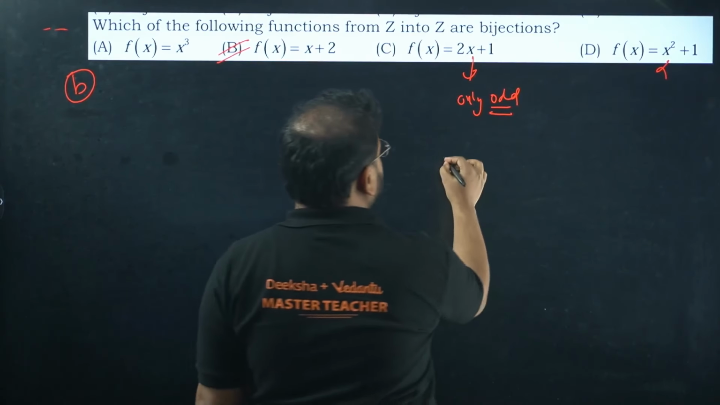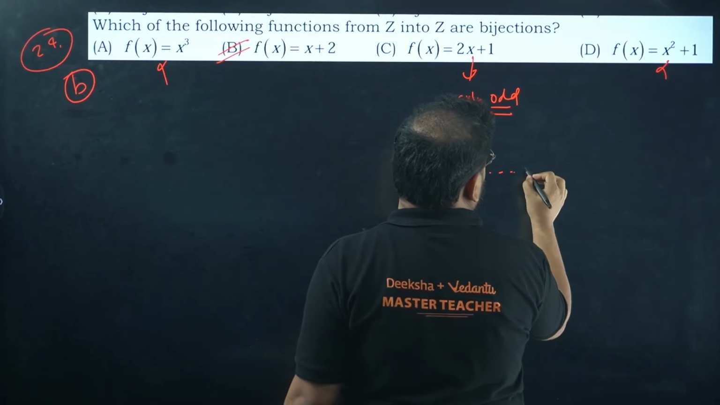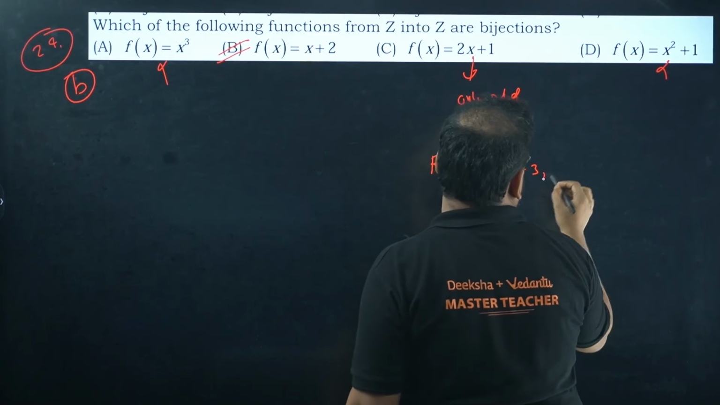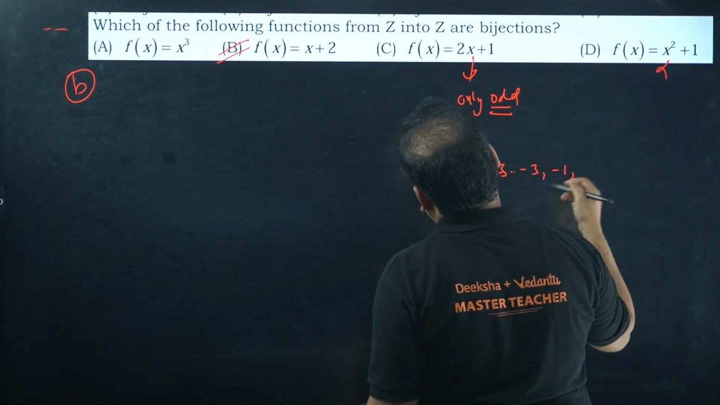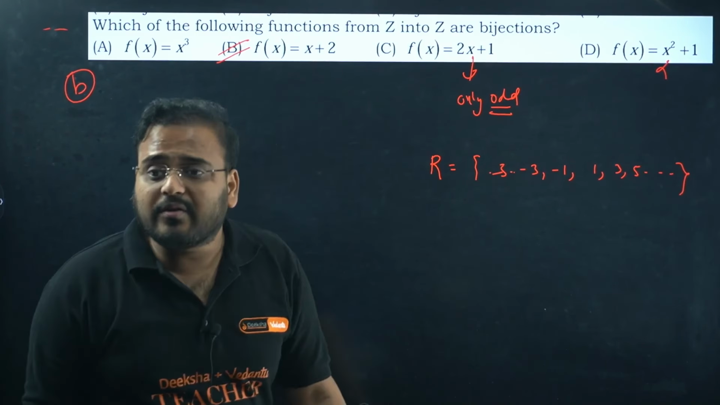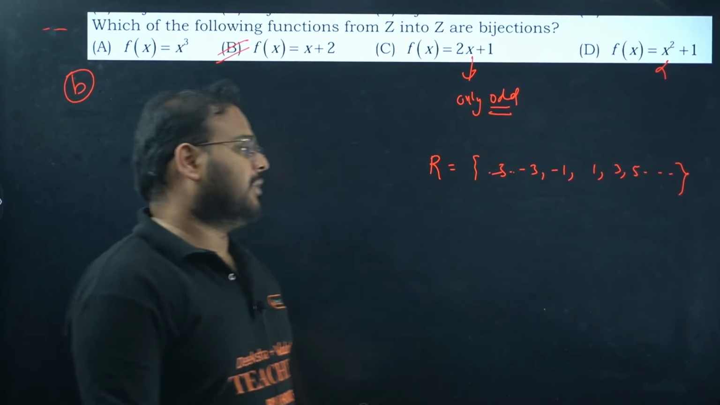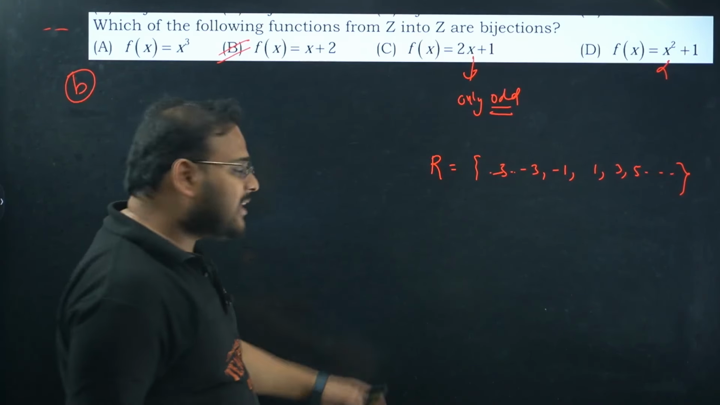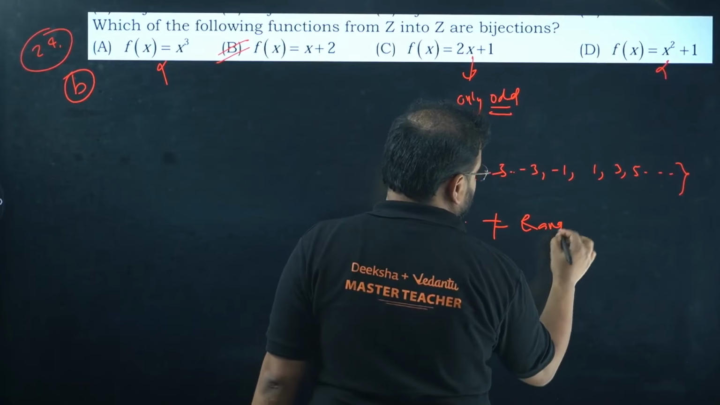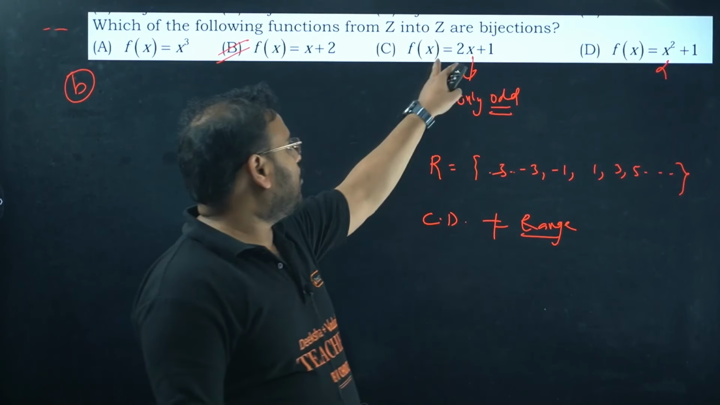So the range will be like this: dot dot dot, minus 5, minus 3, minus 1, and it's integer, so we'll have 1, 3, 5, dot dot dot. What about even numbers? There are no even numbers possible over here because it is 2x plus 1. It means that your codomain will not be equal to the range, because in the range you don't have even numbers. So this is only an odd function.